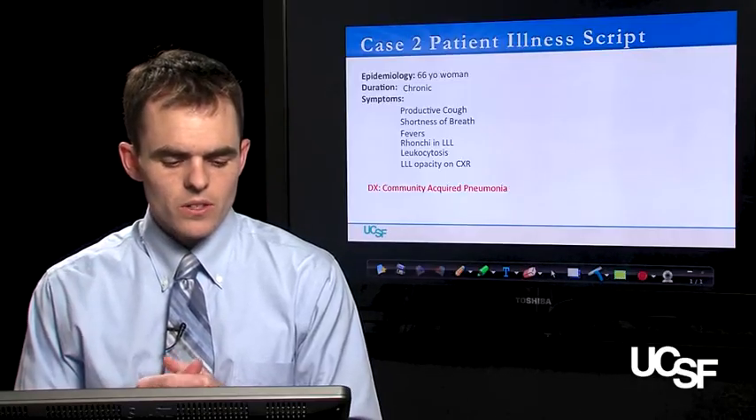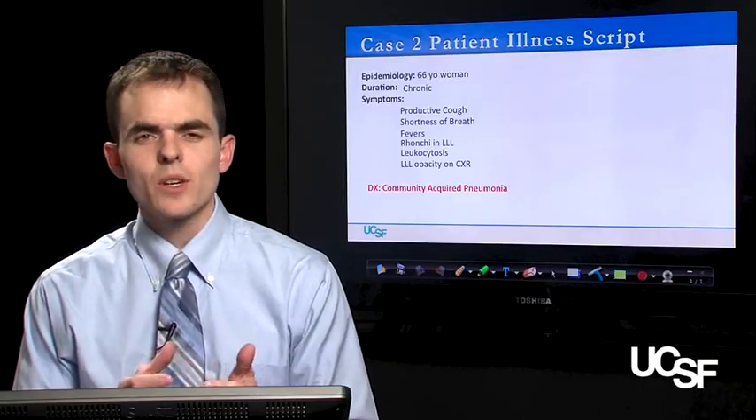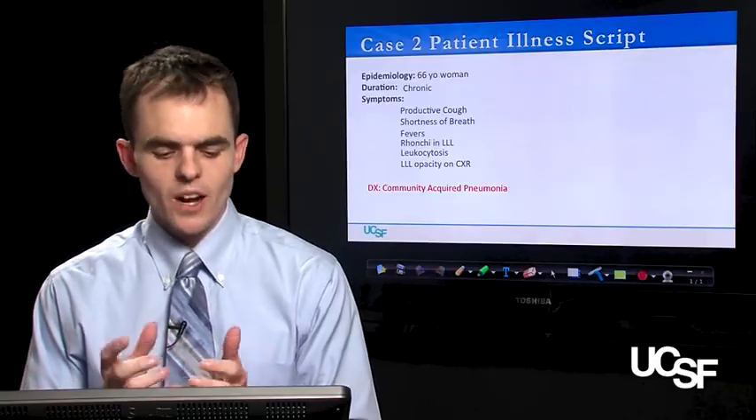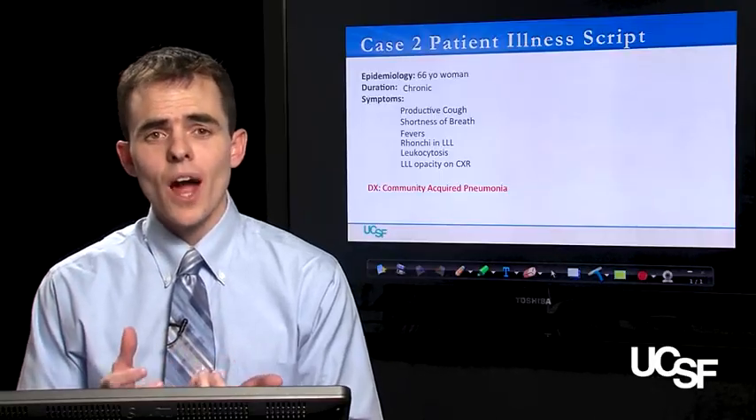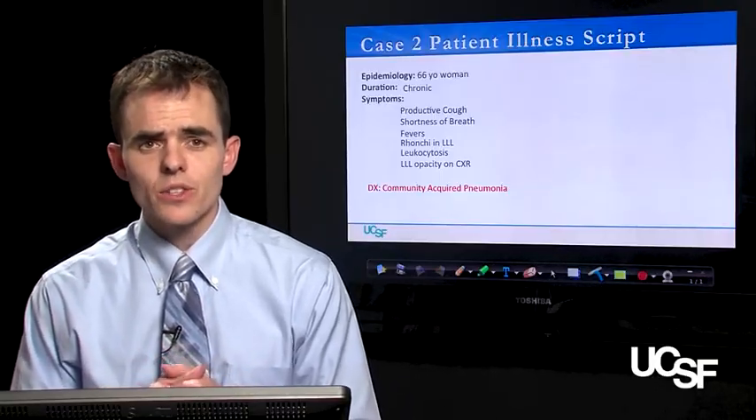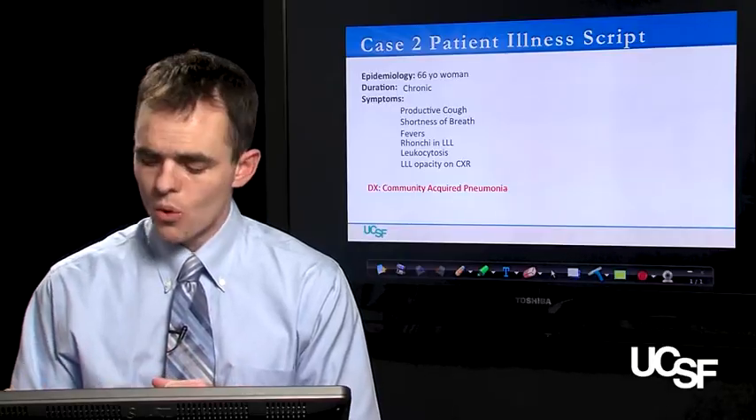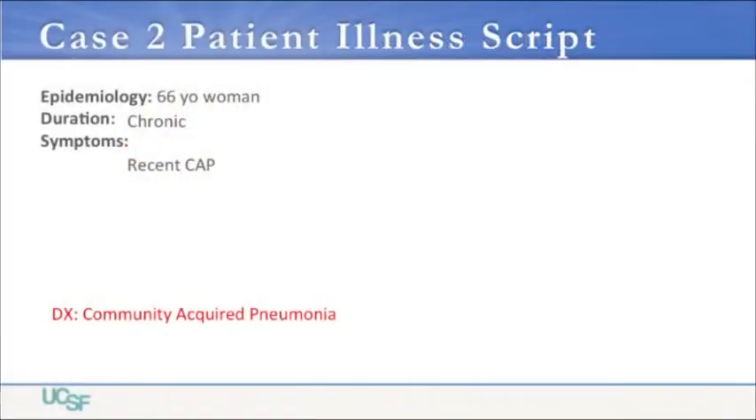Now you start looking through the symptoms that the patient had: productive cough, shortness of breath, fevers. It sounded a lot like community-acquired pneumonia. How are you going to represent that on the illness script in the face of this new information? Well, you take all that information and maybe wrap it up into one bundle and call it: the patient recently had community-acquired pneumonia.